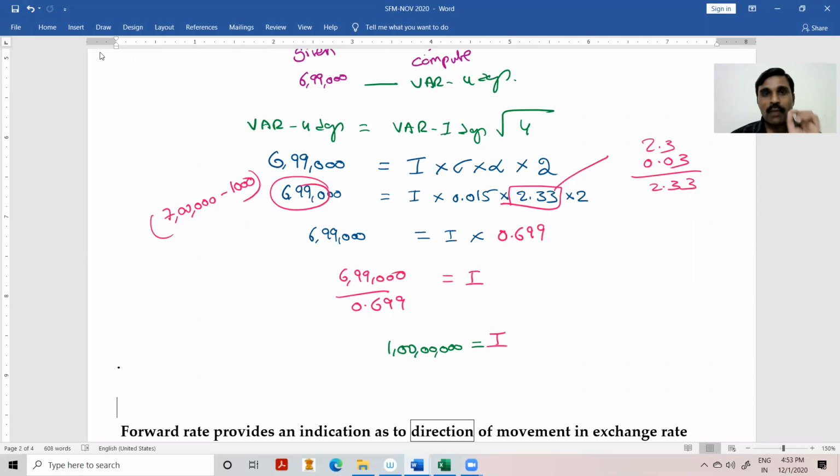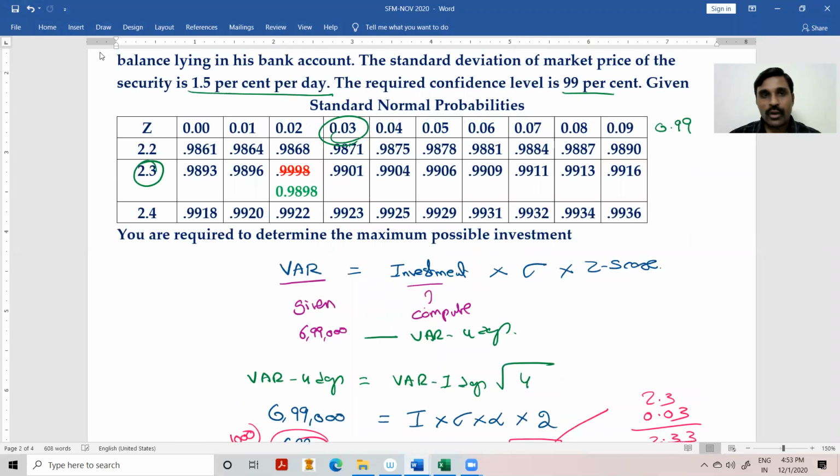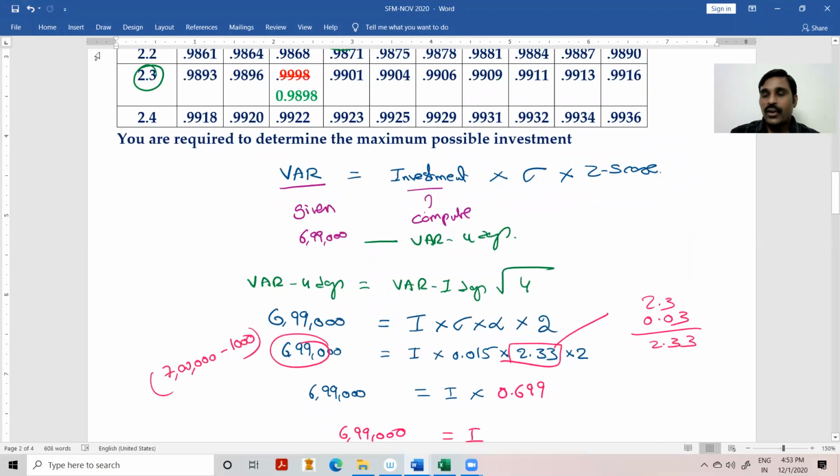So this problem is mainly focused on how to interpret the z-tables. This is the formula, and you should be very cautious. They have given Tuesday to Friday, 4 days value at risk, but this is 1 day value at risk because the standard deviation is given per day. So we can calculate only 1 day value at risk, not for 4 days. Therefore I need to write this formula: 4 days value at risk is equal to value at risk of 1 day into square root of 4.